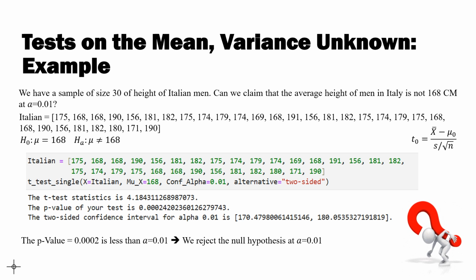Once the function is loaded, we need to pass the sample data, the hypothesized mean, alpha, and the alternative hypothesis, which here is a two-sided test. The function will return the corresponding t-test statistic, p-value, and a two-sided confidence interval by default. If you want to use the rejection region approach, you can use Python to directly retrieve it.